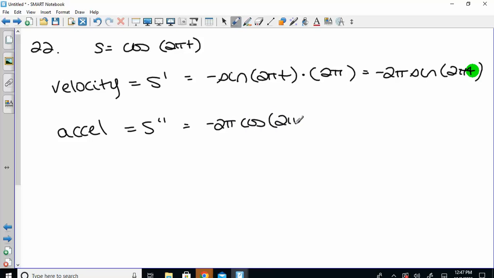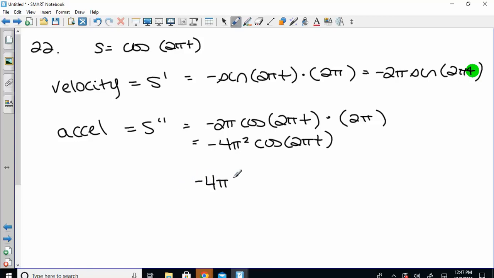Derivative of sine is cosine. Angle stays the same. Times derivative of the inside. What is the derivative of 2 pi t? So that gives me negative 4 pi squared cosine 2 pi t. Find the acceleration after 5 seconds. So what do we need to do now?